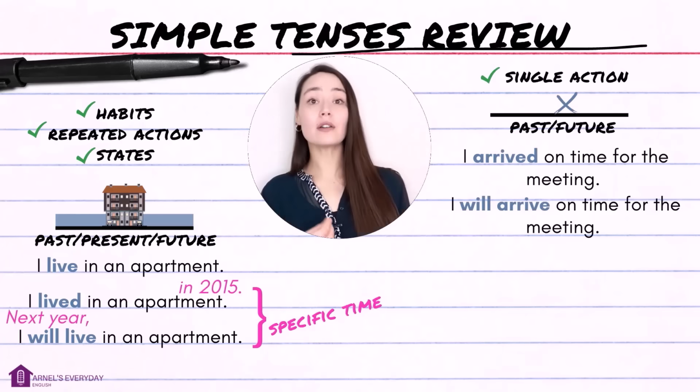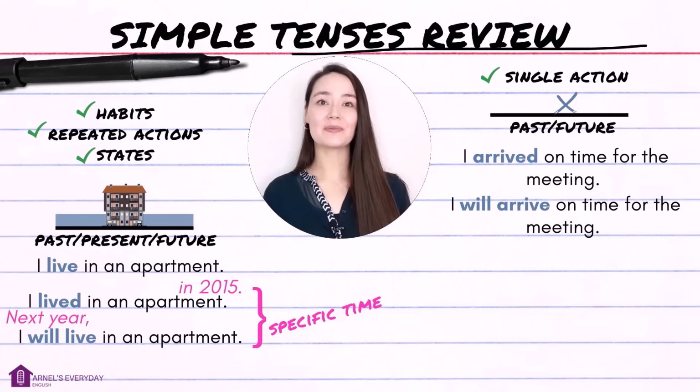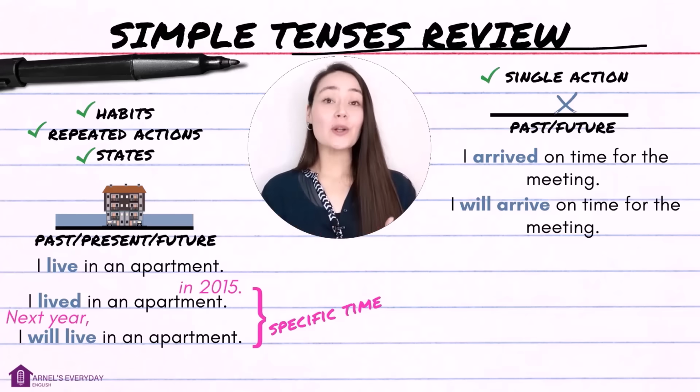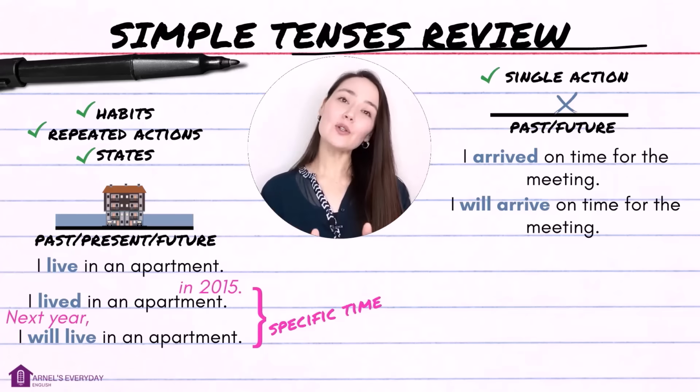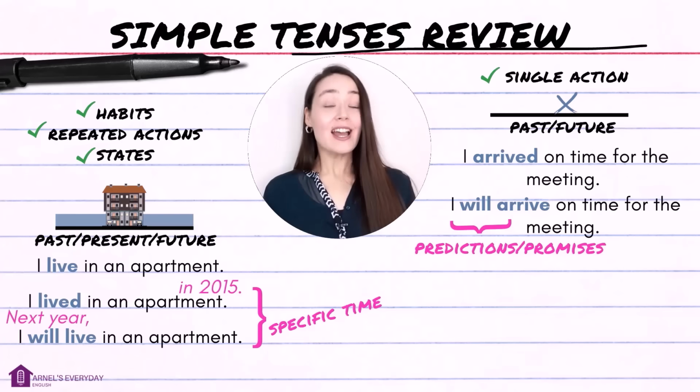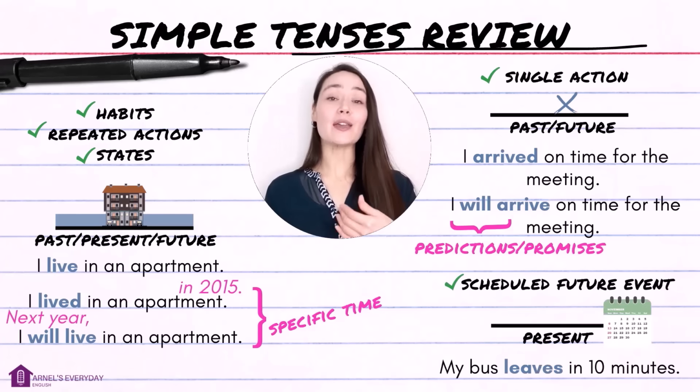I arrived on time for the meeting. I will arrive on time for the meeting. But because we don't always know what's going to happen in the future, that future simple is often used for predictions and promises. And finally, the present simple can be used for a future scheduled event, like my bus leaves in 10 minutes.